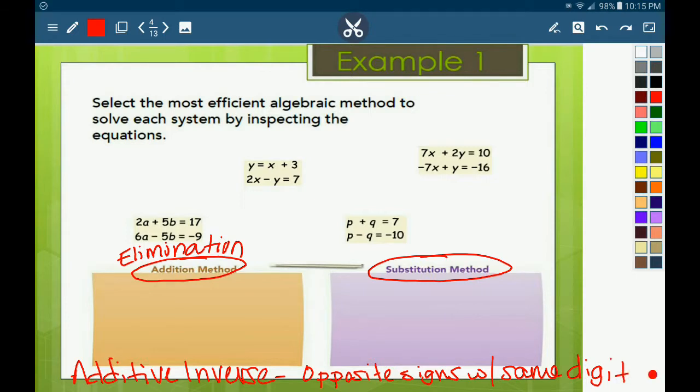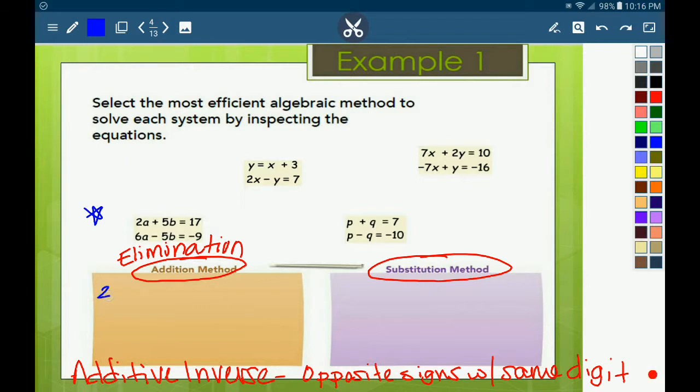So, for example, in this first system that I see right here, I see additive inverses right here. The b terms, one is positive 5b and one is negative 5b. So if I were to add those two things, it becomes 0. That's called an additive inverse. So I can take that system and put it under the category of the addition method.